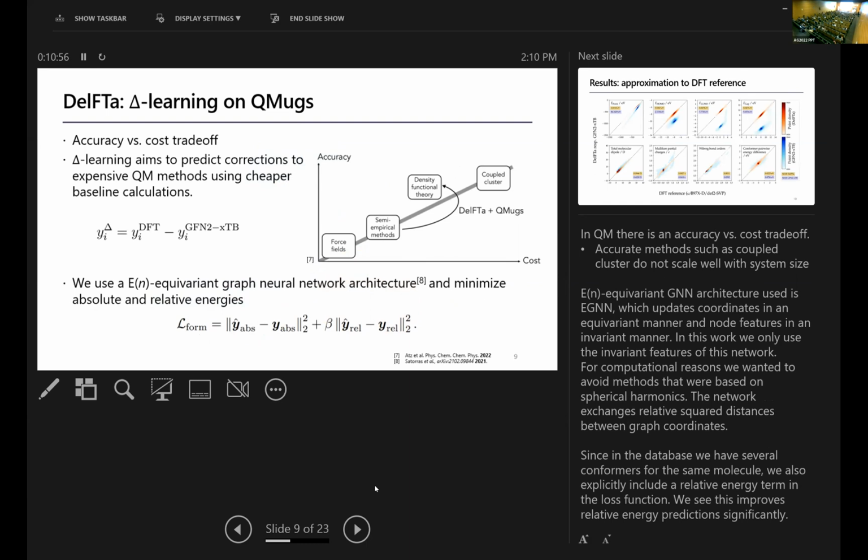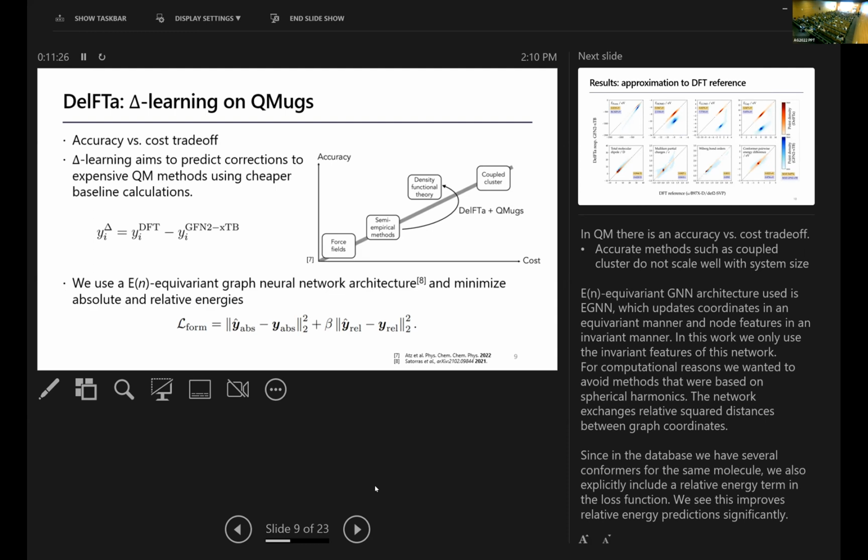So we do delta learning on QMugs, and as you probably know, in computational chemistry, you have this huge array of methods. You have things like force fields that scale linearly with the number of basis functions, to things like coupled cluster, which scale, I believe, with n⁷ in the number of basis functions. So what we're trying to do is fill the gap between semi-empirical methods, the one that we're considering, xTB, and density functional theory, using the functional and basis set that was chosen for QMugs.